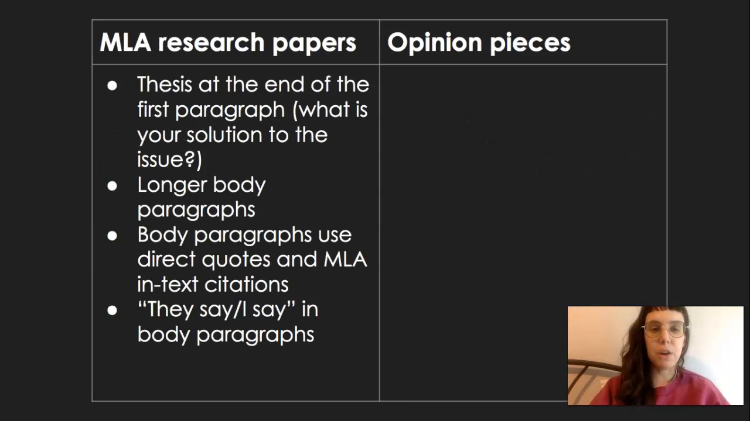Okay, so let's start by talking about some common elements of MLA research papers. First of all, you're going to need to have a thesis at the end of the first paragraph, and that thesis should be, what is your solution to the issue? So you start your research project thinking about this community and the issue. After doing your research, you're going to put forward a solution, and that solution should be really obvious at the end of your first paragraph.